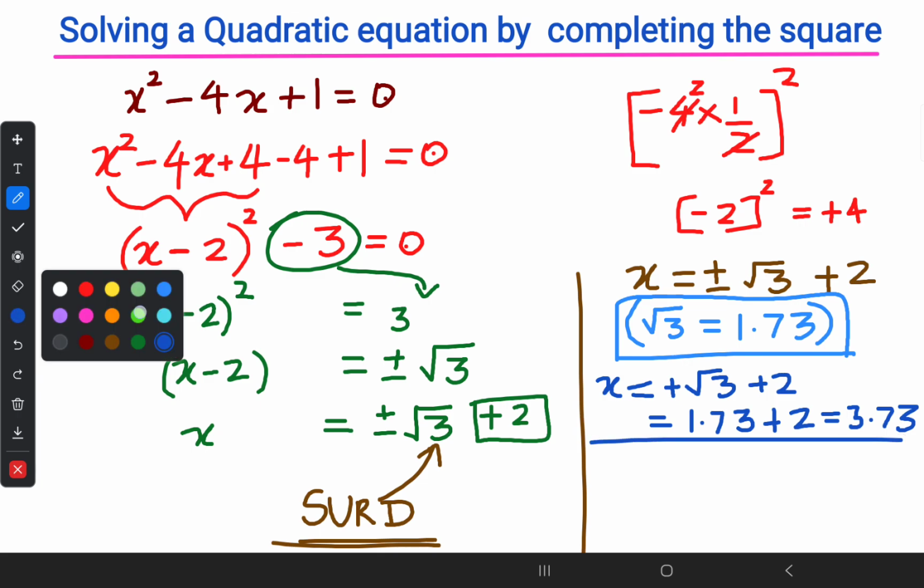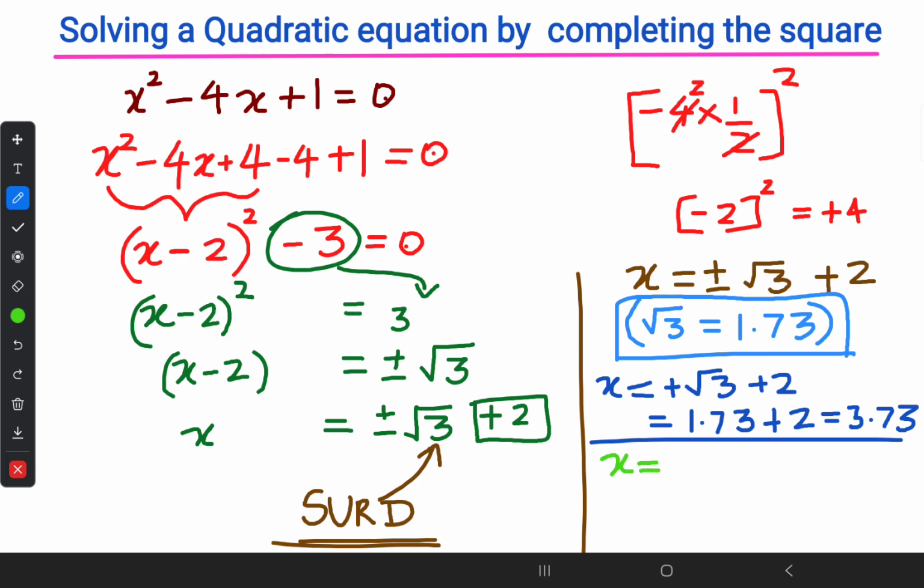Next, the solution with negative. x is equal to negative square root of 3 plus 2. Square root of 3 is 1.73, but we are having a negative direction, so it will become negative 1.73 plus 2. When you do the calculation, it will become 0.27. We got both solutions for x.